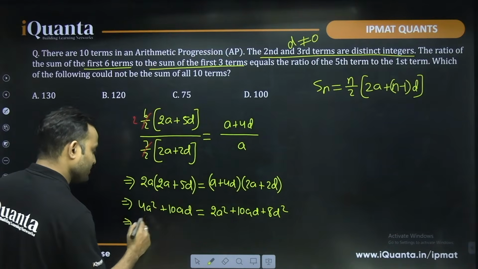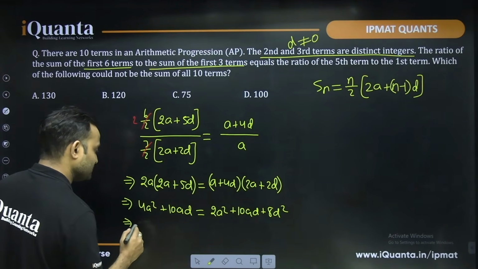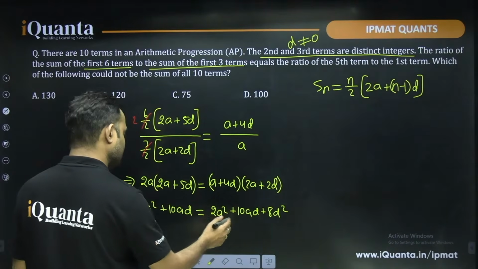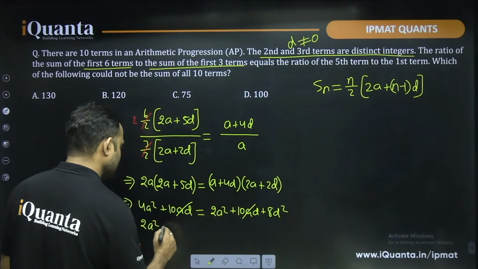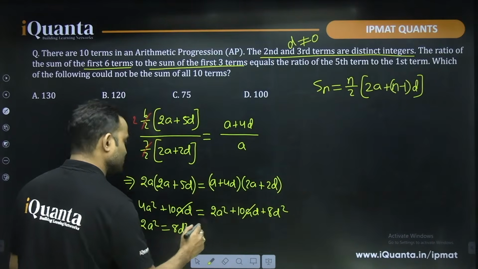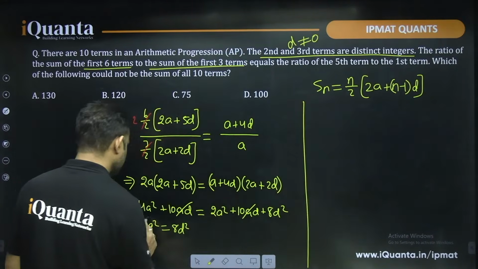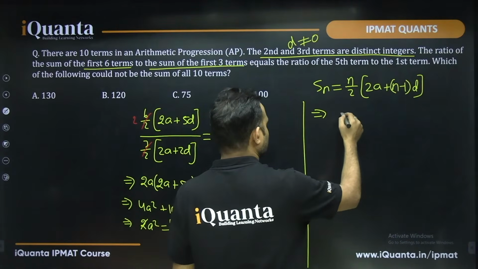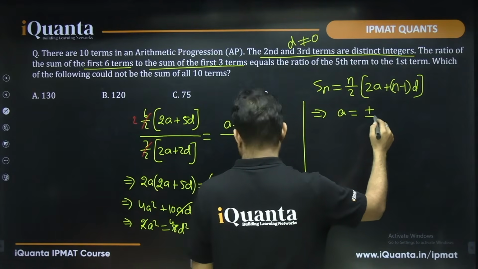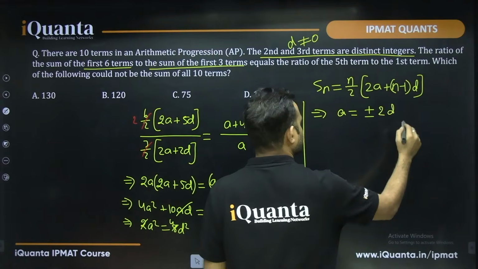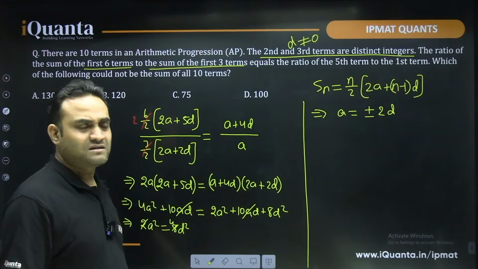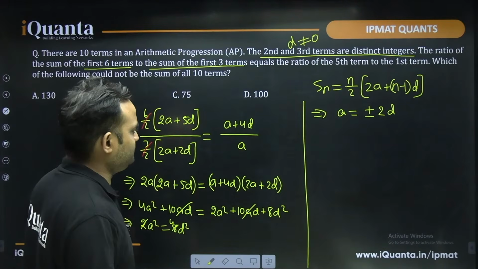So from there we can say that 2a square and ad cancelled out is equal to 8d square. That will be 4 times, or a is equal to plus minus 2d. A is equal to plus minus 2d, right? Does it matter? No, it doesn't matter much.